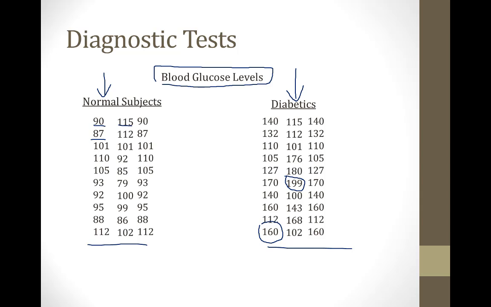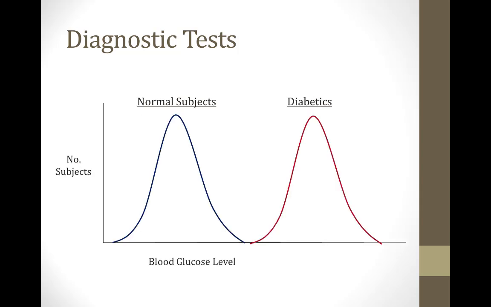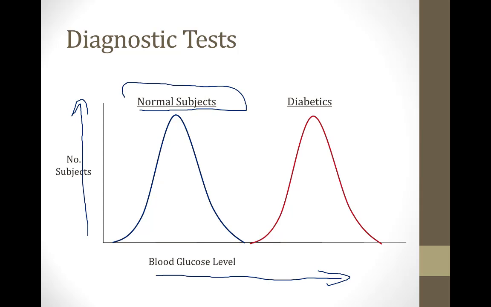So we can say everyone below this glucose level is normal and everyone above this level is a diabetic. Now, in an ideal world, if we plotted the blood glucose level on the x-axis here and the number of subjects that had each measurement on the y-axis, we would see two curves that look like this. All the normal subjects would be on the left side with relatively lower blood glucose levels, and all the diabetics would be on the right side with relatively higher blood glucose levels.